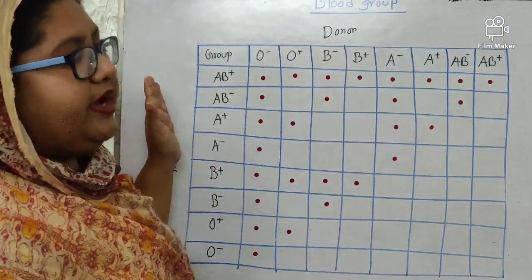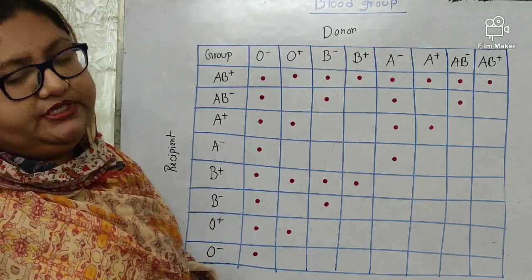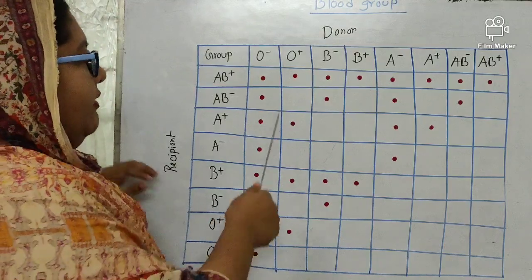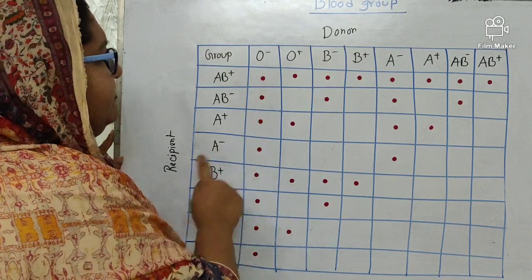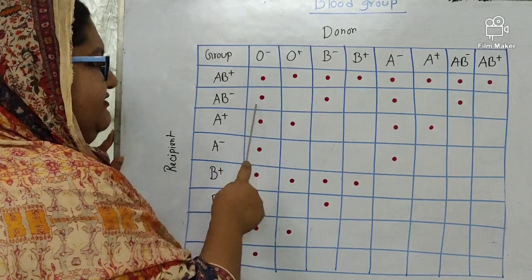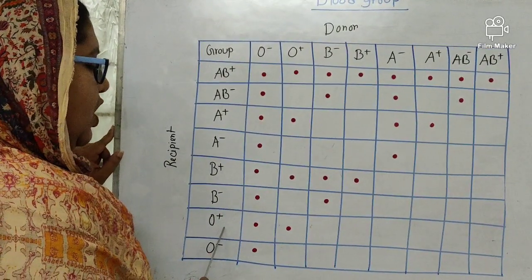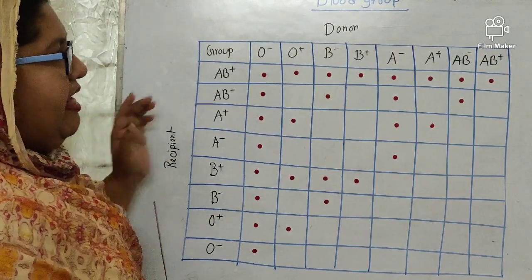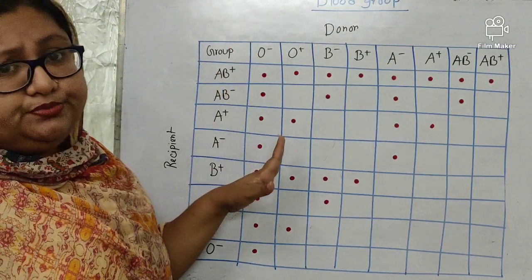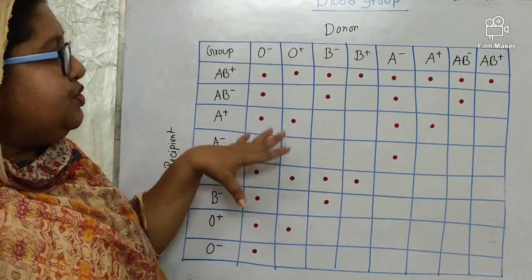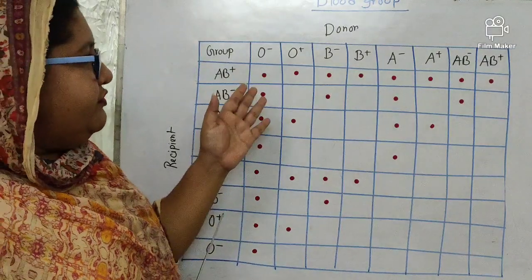Okay, that is why the people of blood group AB are known as universal recipient. On the other hand, the people of blood group O negative can donate blood to the people of AB positive, AB negative, A positive, A negative, B positive, B negative, O positive and O negative. That means they can donate blood to the people of all blood groups. So the people of blood group O are known as universal donor.